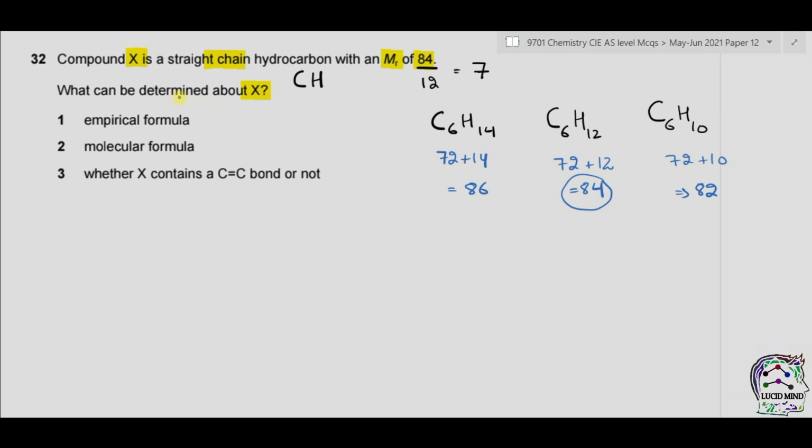Now first one is what can be determined about X. Number 1, empirical formula. The empirical formula of C6H12 will be CH2, which is the simple ratio of carbon and hydrogen. So this can be determined. Second is the molecular formula. We have already determined that, C6H12. Third is whether X contains a carbon-carbon double bond or not. We already know that as it is alkene, so there is a carbon-carbon double bond that is present. All three options are correct. Answer is therefore A.